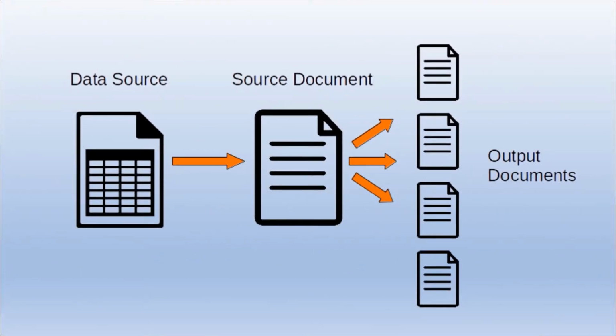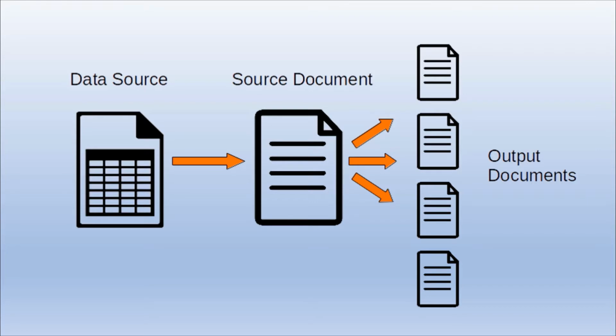Suppose we are inaugurating a shop, and for that purpose we have typed a letter that we want to send to our family members, relatives, and friends. So we typed the letter; that is our source document. Next is the data source. In the data source, we will keep the names and addresses of the recipients to whom we want to send that letter.